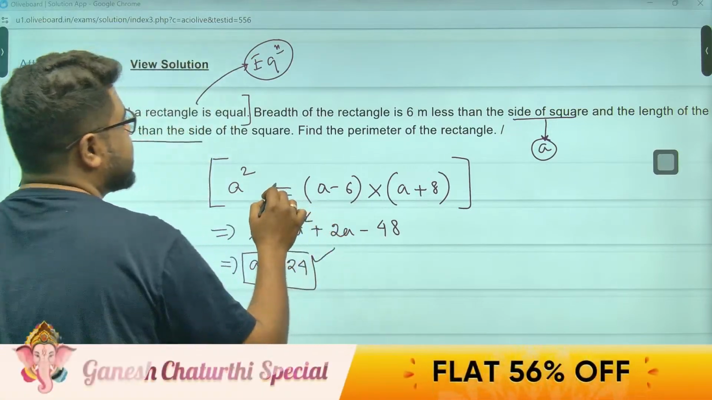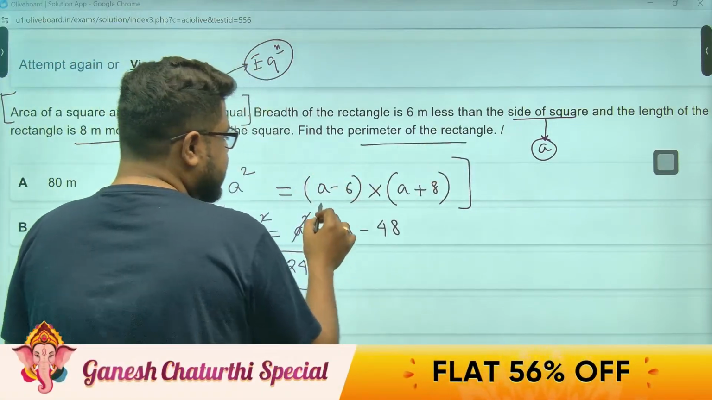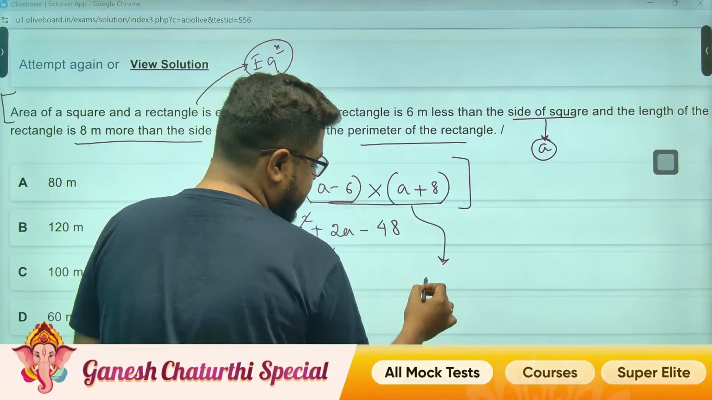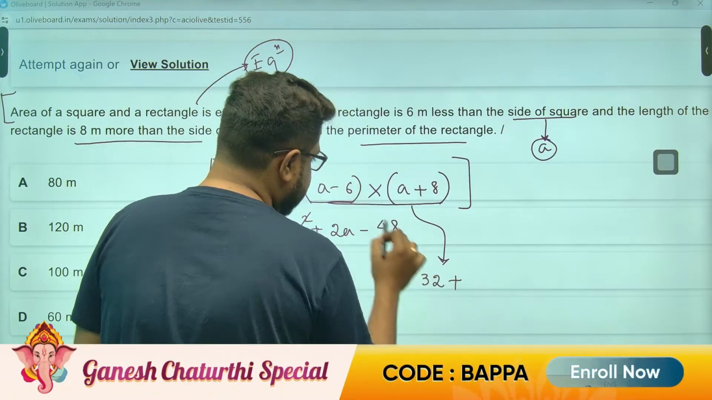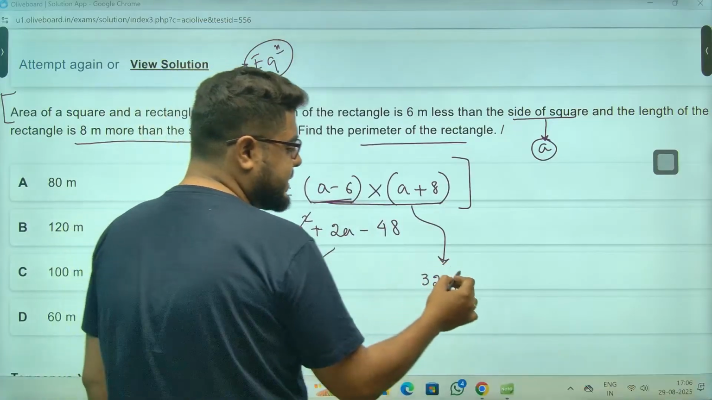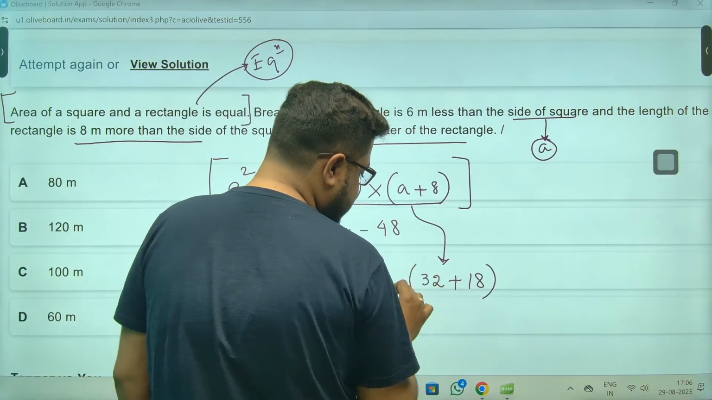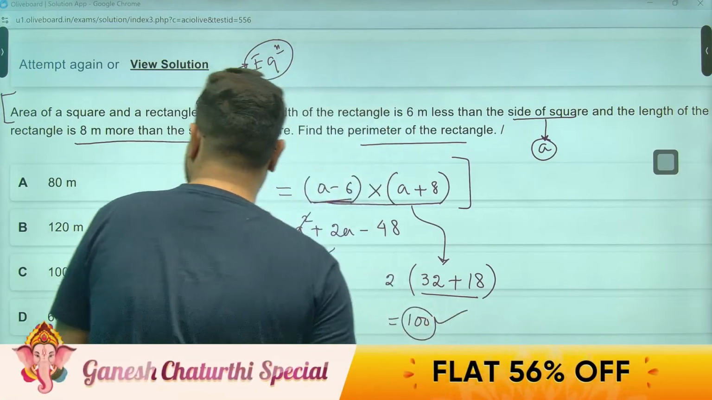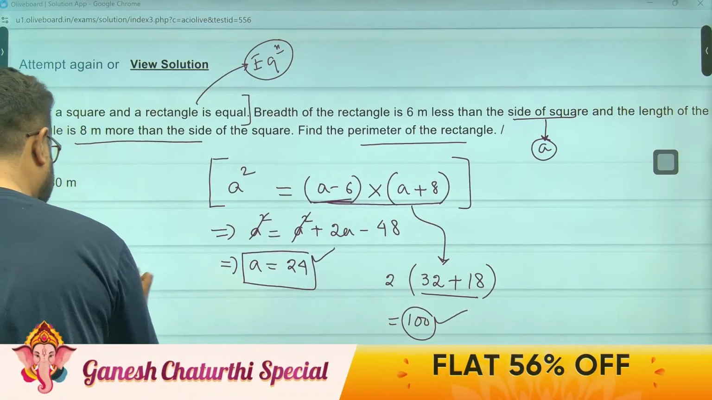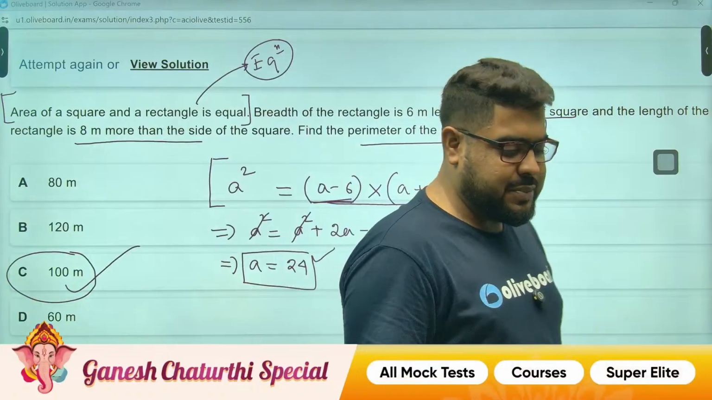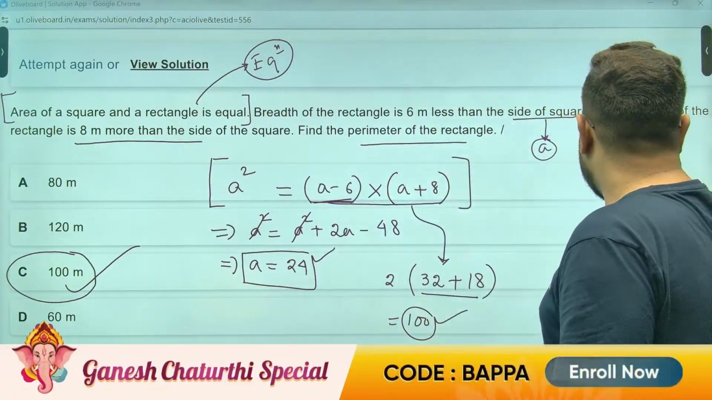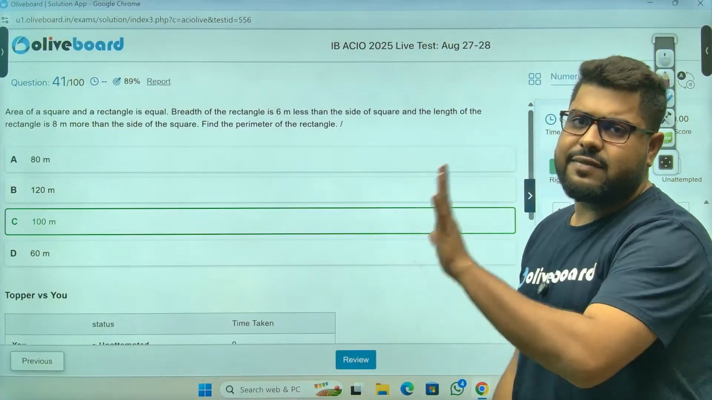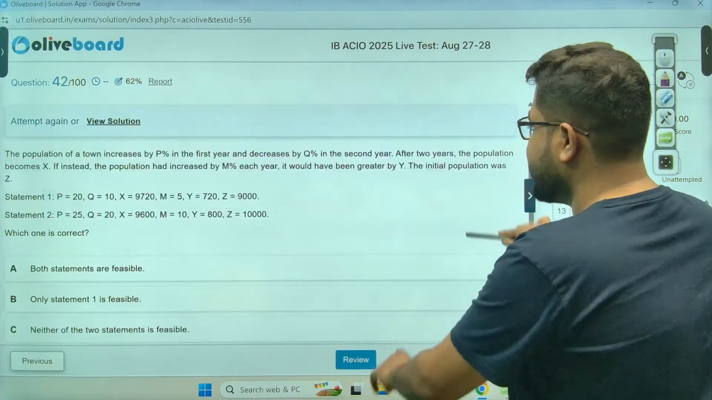I guess they are asking the perimeter of the rectangle. The length is 24 plus 8, that is 32, and the breadth is 24 minus 6, that is 18. Twice of that, 50 into 2, is 100. So this is your perimeter. Option C, 100 meters, is most definitely your correct answer. A very simple question to start off.